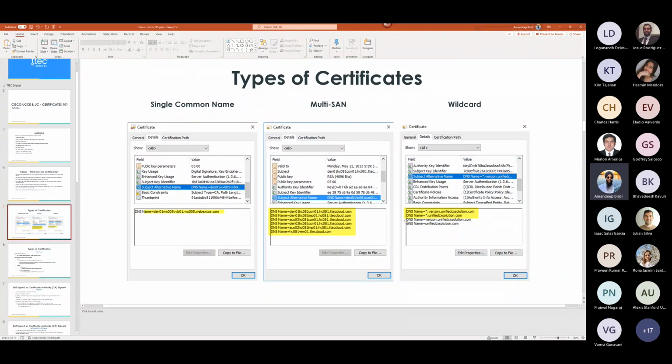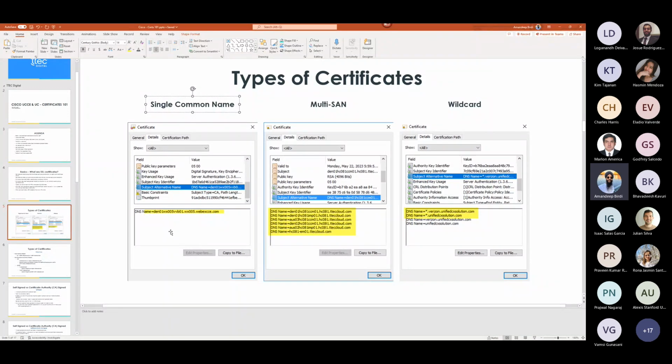Wildcard is something, as the name implies, using star.verizon.unifiedcxsolution.com or star.ttechcloud.com. So let's talk about how these are used. Single common name means that cert can only be applied to a server with the name that's defined within the subject alternative name field. So you can't take this cert and apply it to a den01 wx005 fin01, for example. Your browser will complain that the URL that you're going to does not match the cert that's assigned or coming from the server. So, you can't do that.